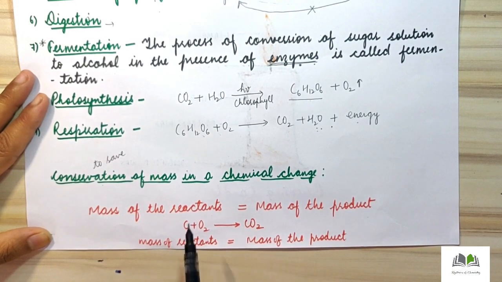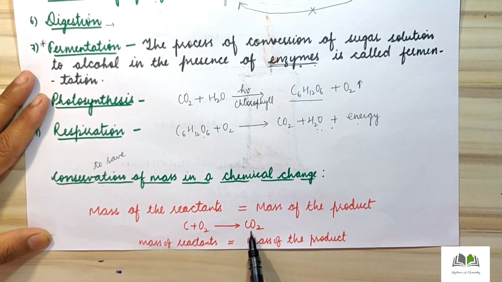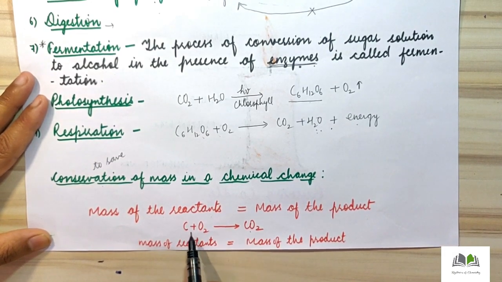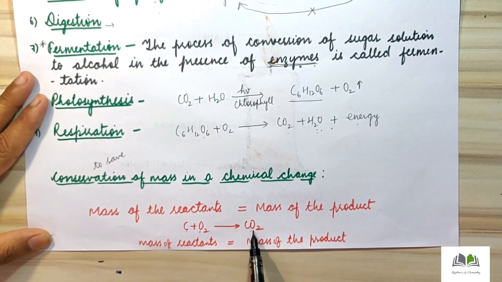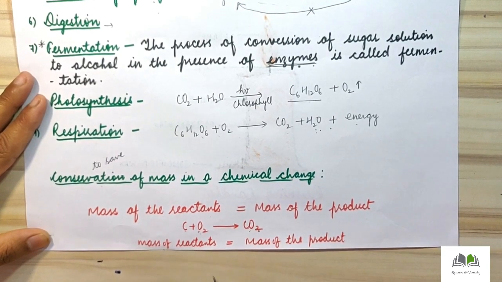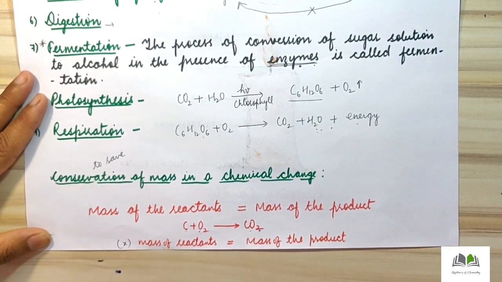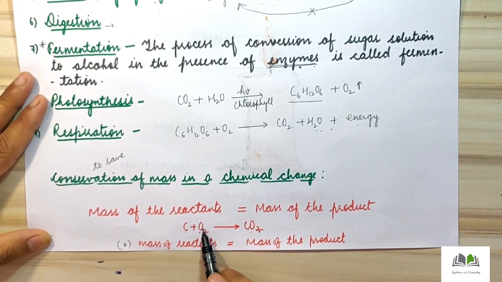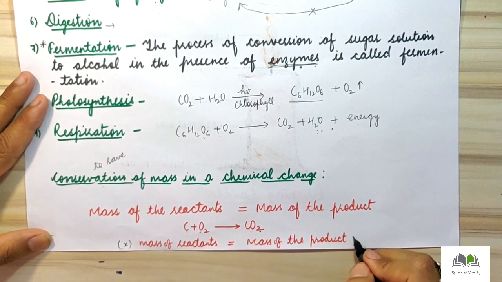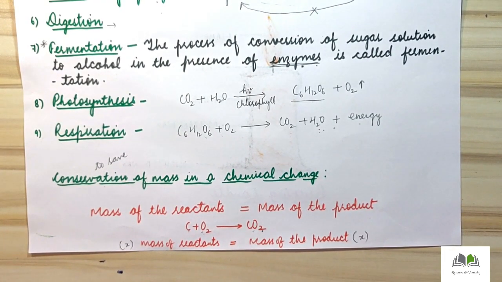Now how can we explain it? Carbon, in the presence of oxygen, will form carbon dioxide. The total mass of carbon and oxygen together will be equal to the total mass of carbon dioxide which is formed after the reaction. So let the mass of the reactants, carbon plus oxygen, be X. Then when carbon and oxygen combine to form carbon dioxide, the mass of the product will also be equal to X. So this is how we can explain the law of conservation of mass.